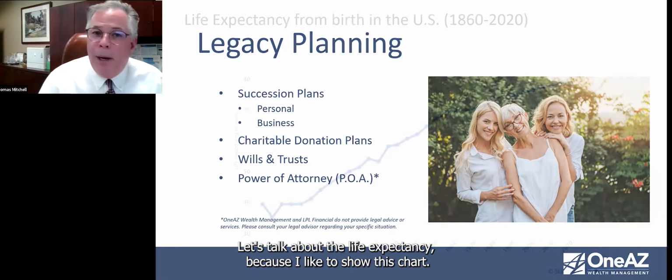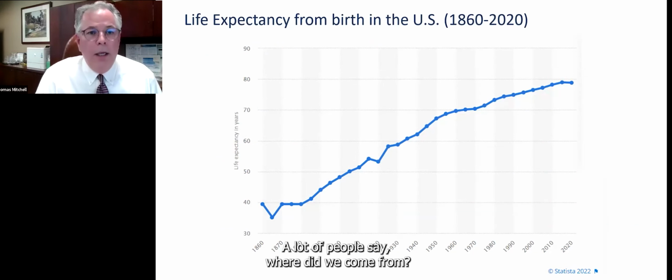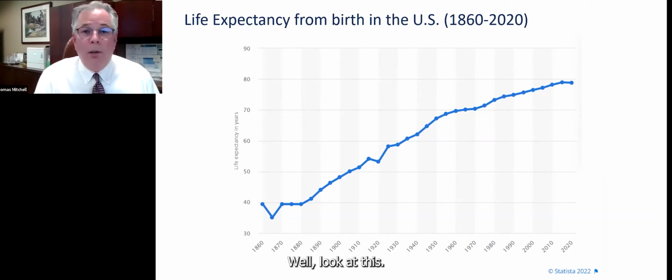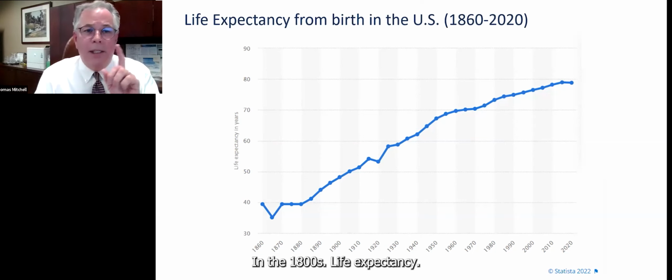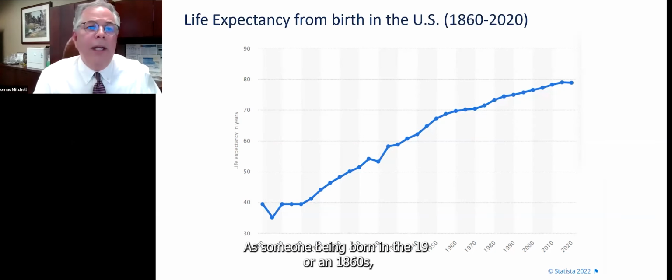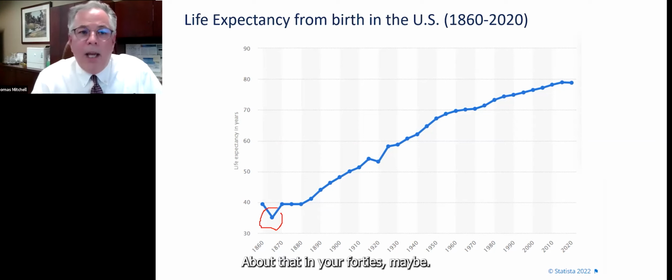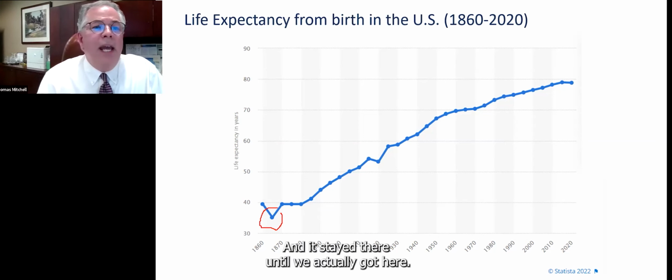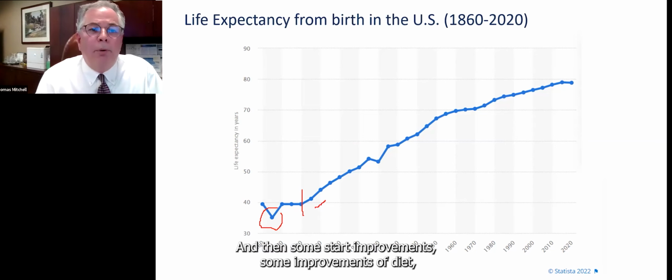Let's talk about life expectancy, because I'd like to show this chart. A lot of people say, where did we come from? Well, look at this. This is quite amazing. This goes back to the 1800s. In the 1800s, as someone being born in the 1860s, your life expectancy was about in your 30s. How about that? In your 40s, maybe. And it stayed there until we actually got here to 1880.